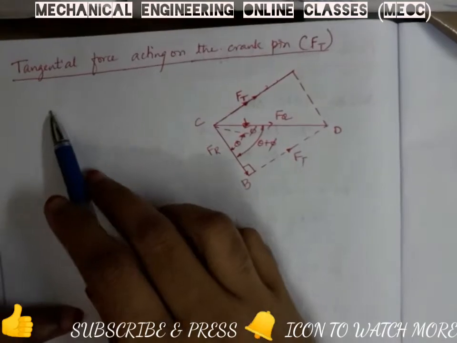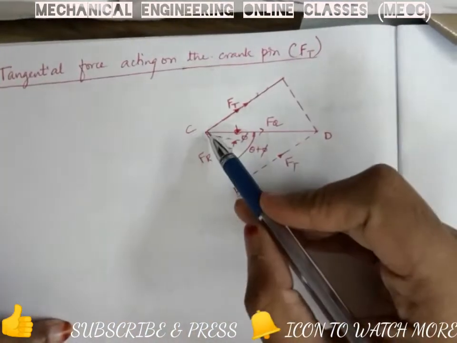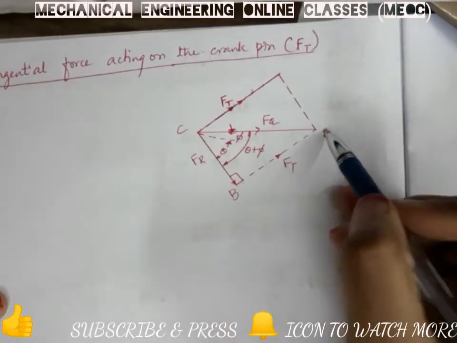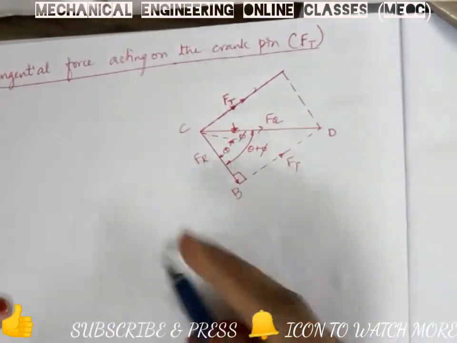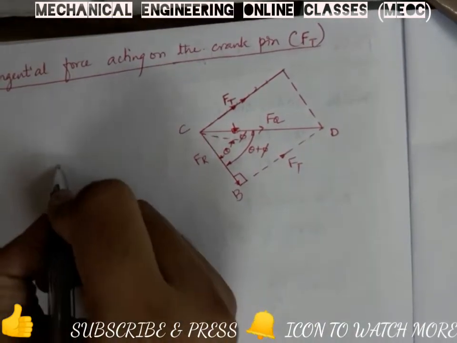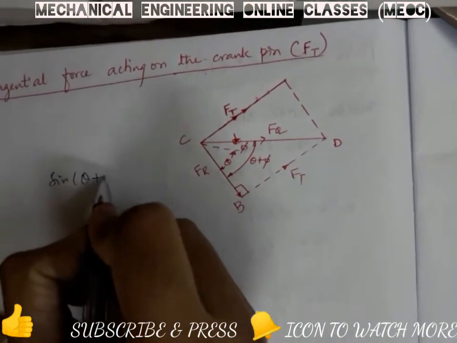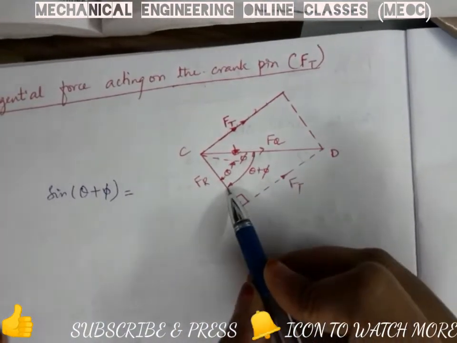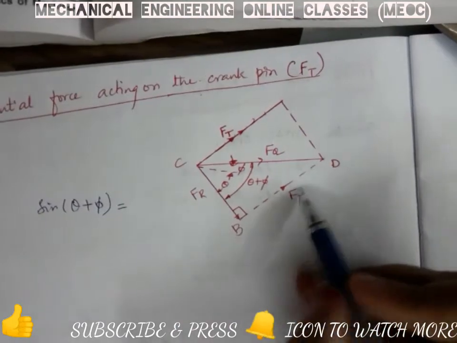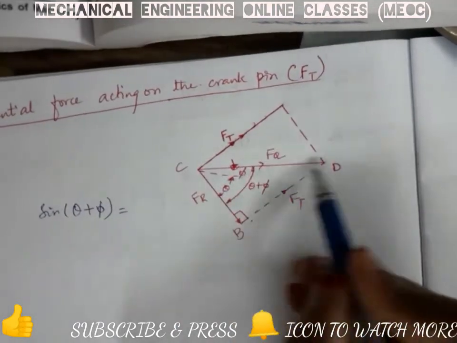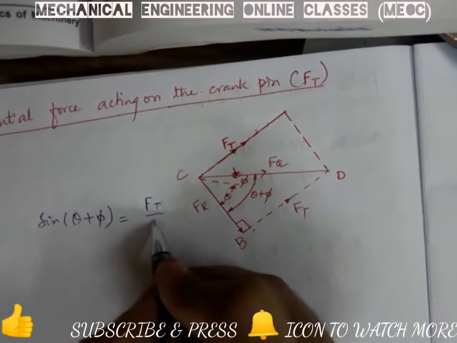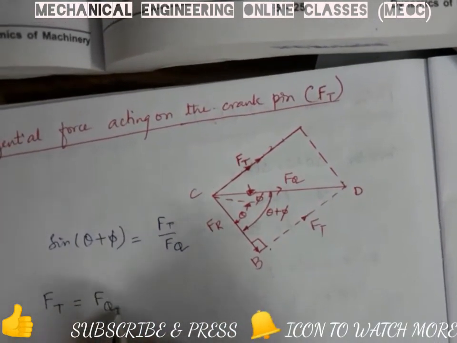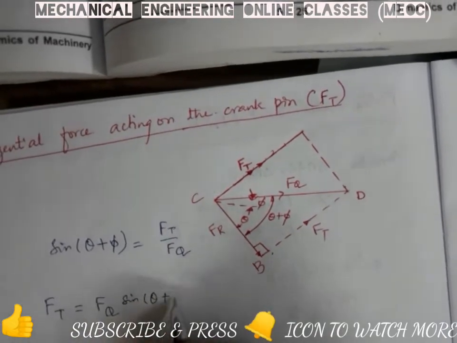So let us find the tangential force acting on the crank pin, which is Ft. So consider triangle CBD. This is taken from the previous figure only. So we know that sine of theta plus phi. So this is phi, this is theta, so this is theta plus phi. Sine of theta plus phi is nothing but, this is the opposite, this is the hypotenuse, Ft by Fq. So from here we can find Ft as Fq into sine of theta plus phi.